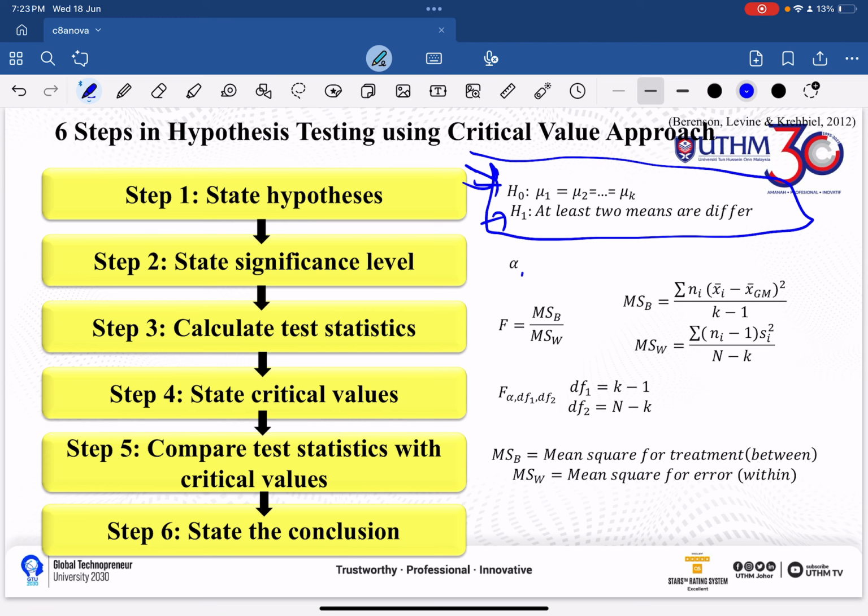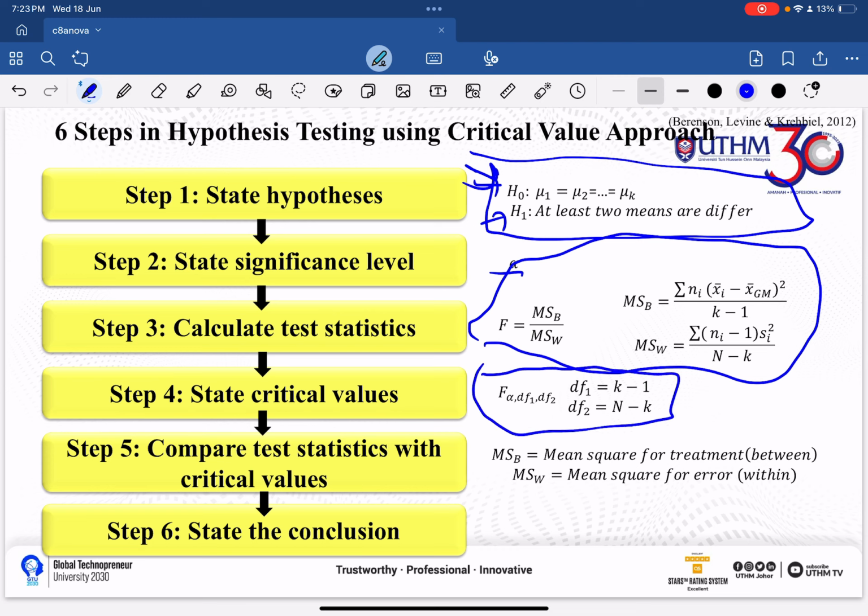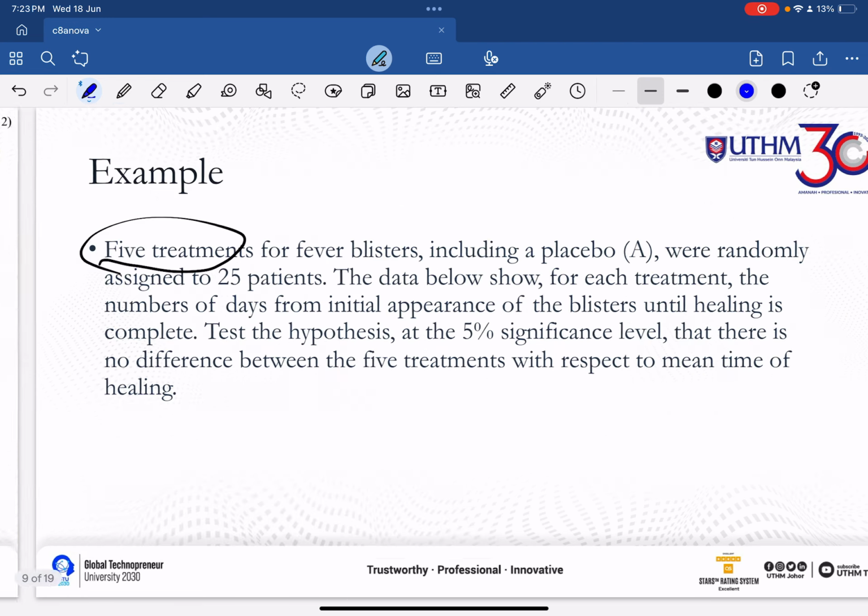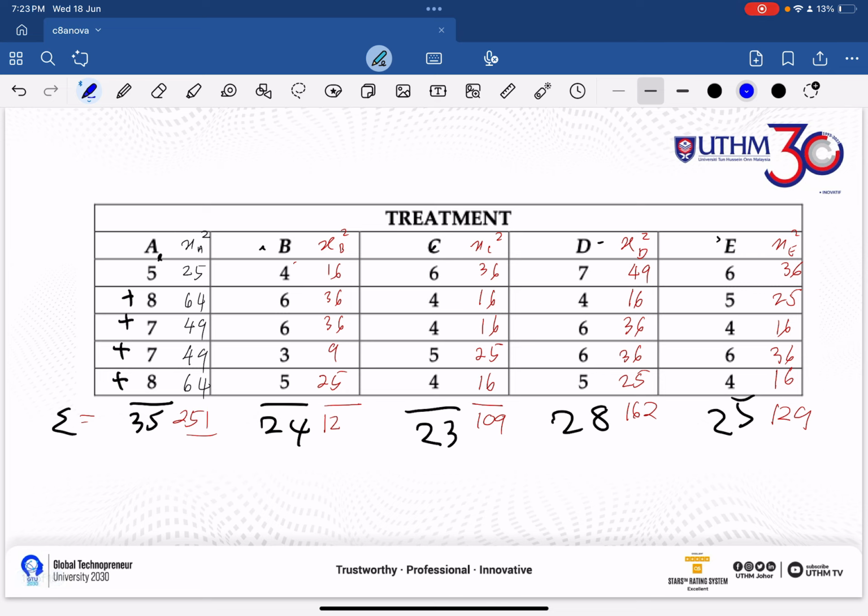Okay, and then we need to find the alpha. And then this is the formula to test using statistics. And then this is the critical value. And then you compare both values to see whether we need to reject or fail to reject H0. Alright? Okay, so that's all.